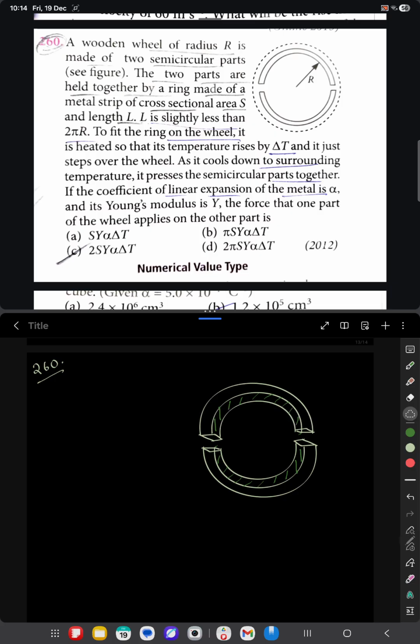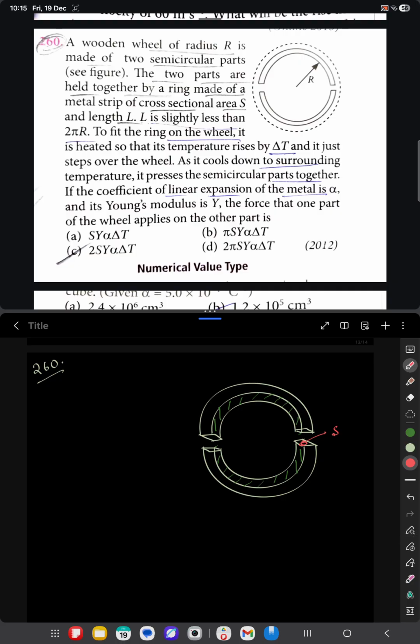Okay, so you need to clamp these two parts of the wheel. There is a wooden wheel of radius r made of two semicircular parts. The two parts are held together by a ring. You need to tie it up with a ring made of a metal strip of cross sectional area S and length L. L is slightly less than 2 pi r. To fit the ring on the wheel, you need to increase the temperature by delta T.